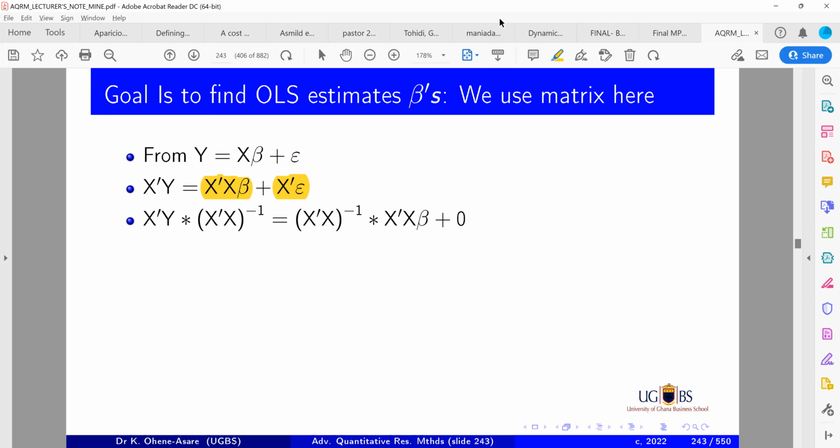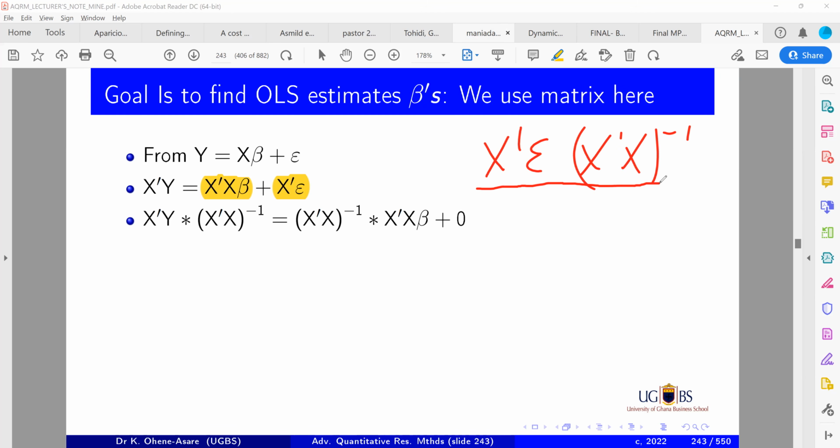Let me just write it here. And again, normally, for your level, I should have even let you go and do this. Okay. So this last one is X prime epsilon. I multiply that with X prime X to the power -1. What happens? Well, this whole thing will break down to 0. Why? Who can tell me why?